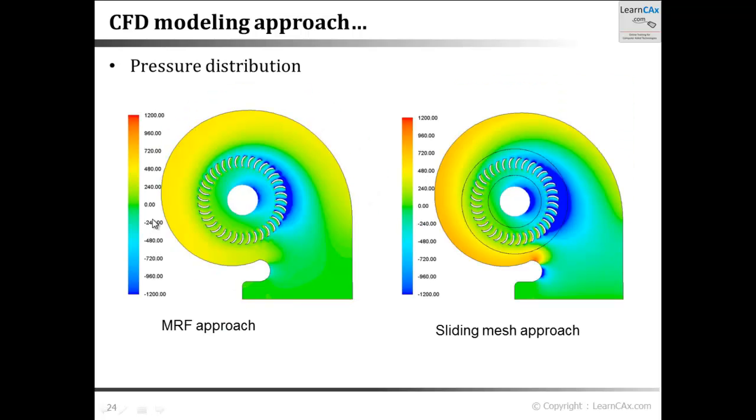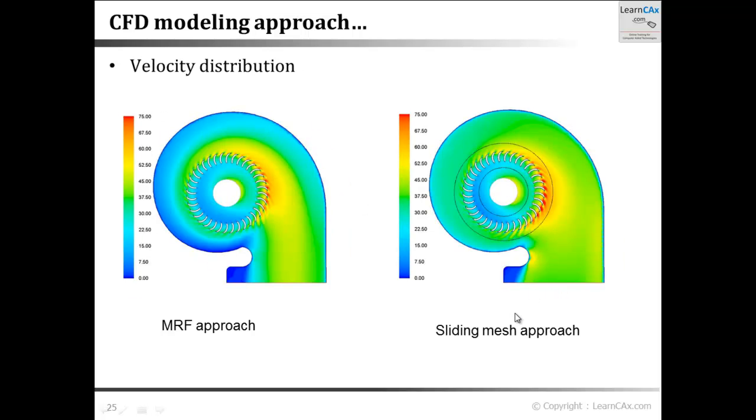Here are some pictorial images of the results. The left side is the MRF approach, and the right side is a time instant image of the sliding mesh approach, taken after 4 to 5 iterations. You can see almost similarities between the two approaches, but the sliding mesh approach is an unsteady or transient simulation, which takes more time. It is also computationally expensive. Some detailed features are captured better with the sliding mesh approach, like this particular pressure drop region as well as the region near the interface.